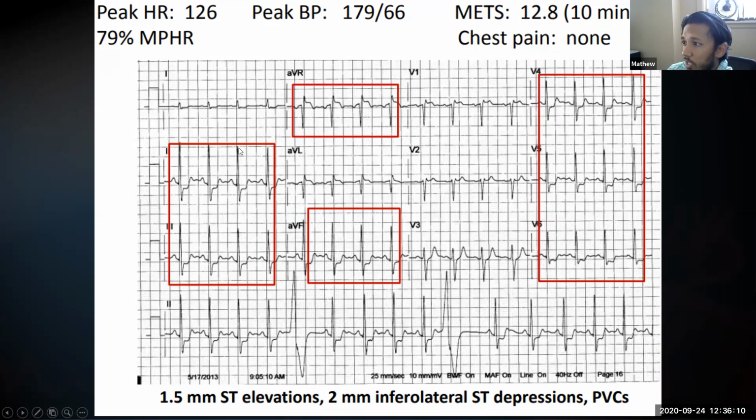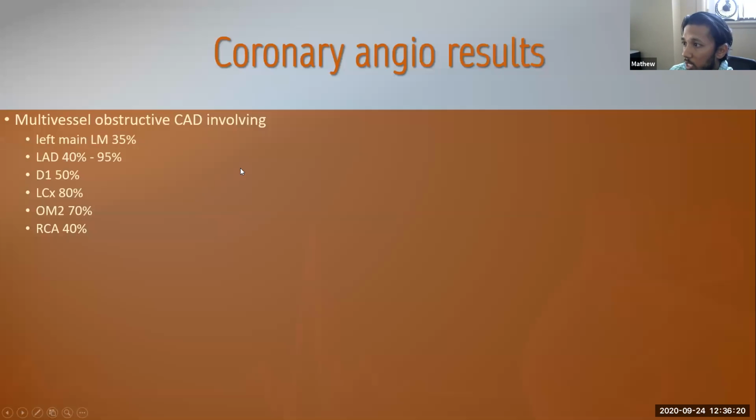So this person went through an exercise ECG. They saw these abnormal findings. Remember, I said less than or greater than 1 millimeter is what you can't have on baseline, and he didn't have any on baseline, but he developed it after the stress test. So they did an angio, and they found multivessel obstructive disease, 35% in the main with almost 95% in the LAD. Diagonal had 50%, with the left circ and obtuse marginal of 80 to 70 respectively, with the RCA. So diffuse disease everywhere, right?